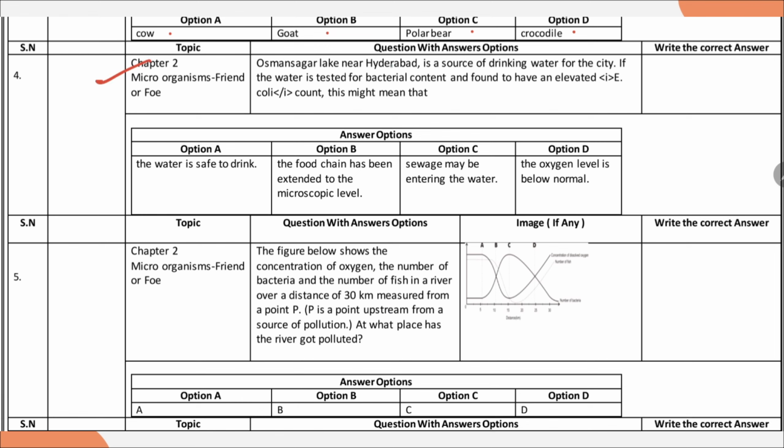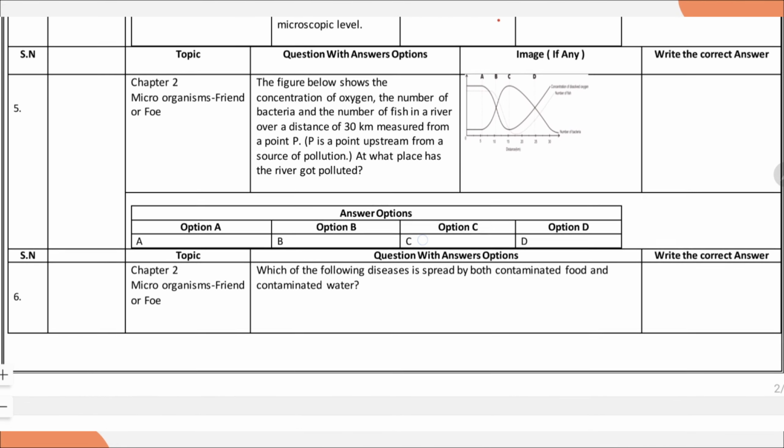Osmansagar Lake near Hyderabad is a source of drinking water for the city. If the water is tested for bacterial content and found to have an elevated coli count, this might mean that the water is safe to drink, the food chain has been extended to the microscopic level, sewage may be entering the water, and lastly, the oxygen level is below normal.